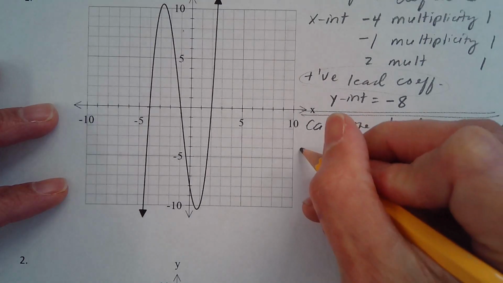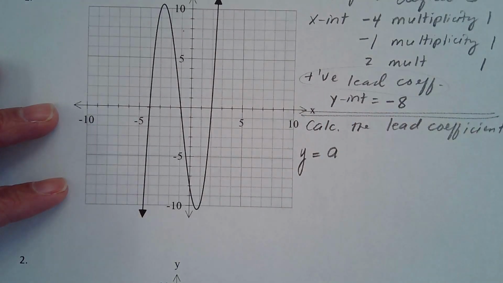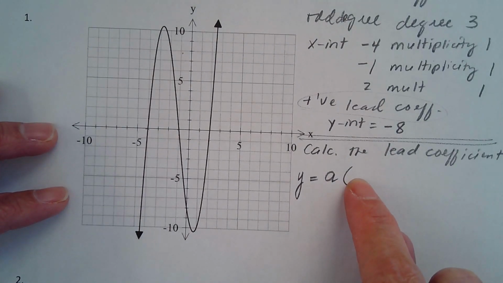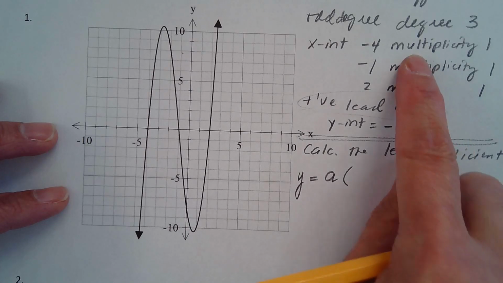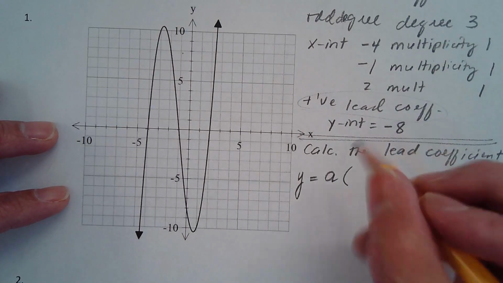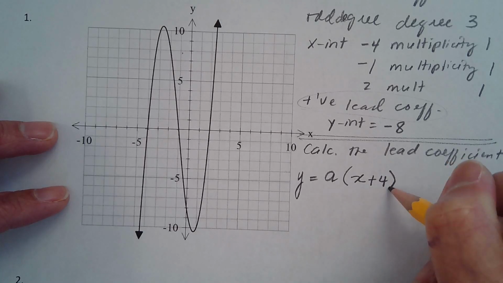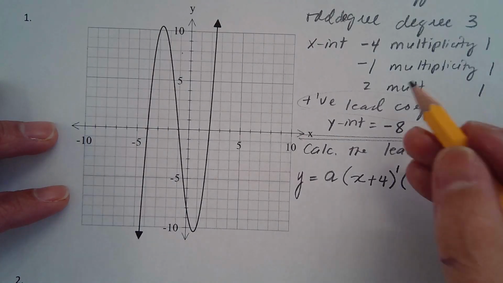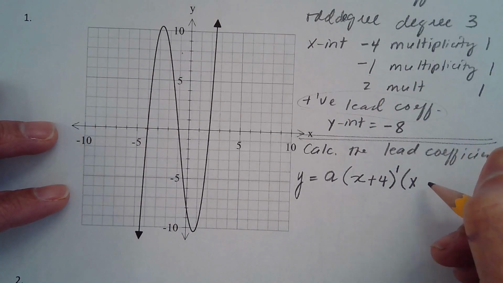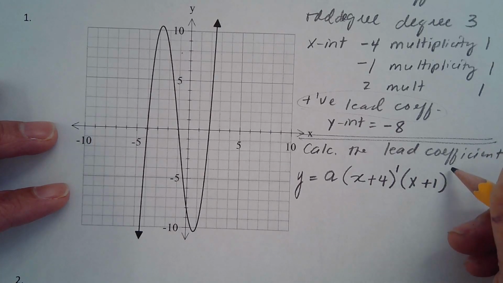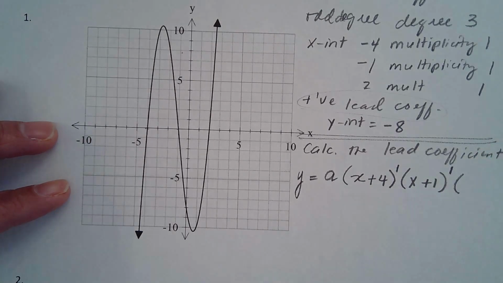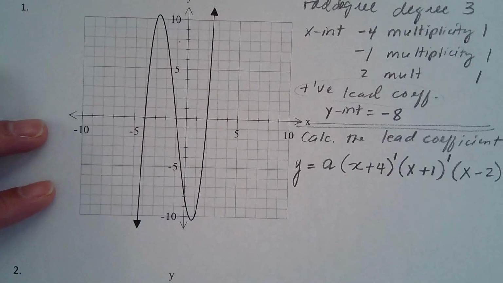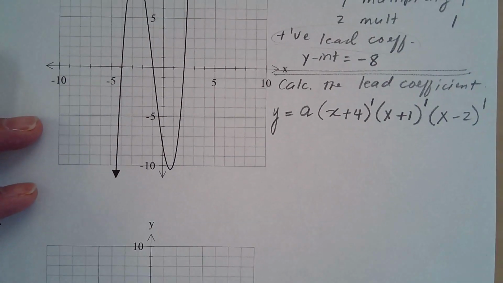Okay, so y equals, we don't know what the lead coefficient is, so we're going to call it A. What's the x-intercept? The x-intercept is minus 4. If the x-intercept is minus 4, what's a factor? x plus 4, multiplicity 1. What's the other x-intercept? Negative 1. So the factor is x plus 1, multiplicity 1. It's going to be x minus 2, multiplicity 1. Okay? So far so good.